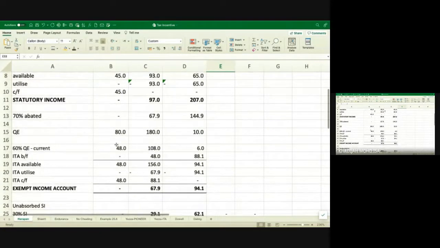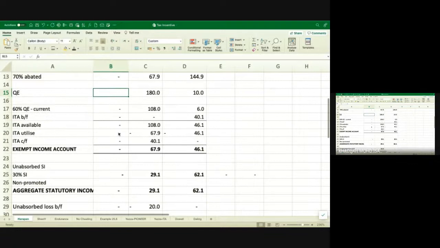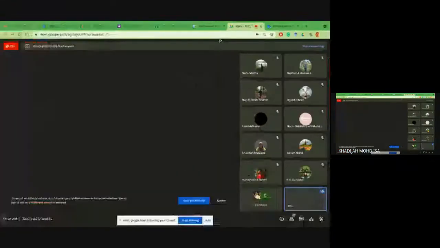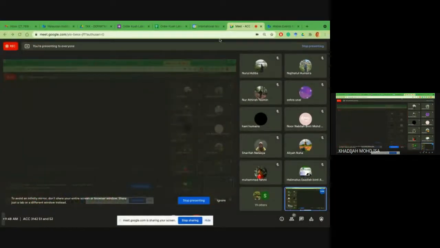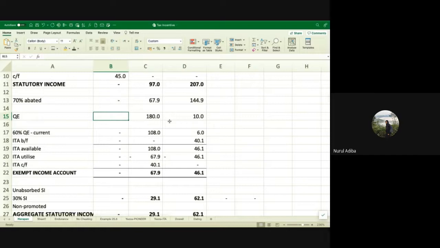So, QE, this one tak ada lagi lah. You see? Is your answer like this? Hello? Jauh sangat. Siapa tanya tadi? What's your answer? Is it like this? I tak completekan lagi.